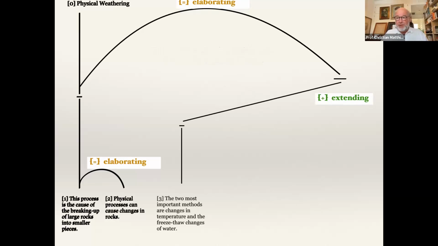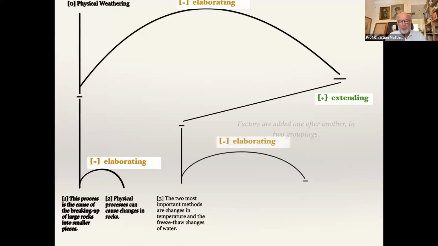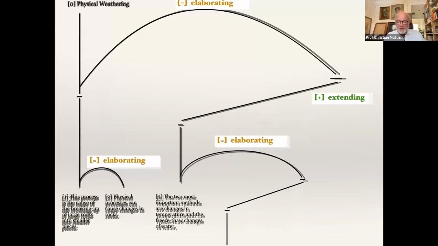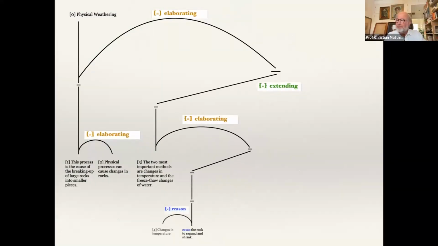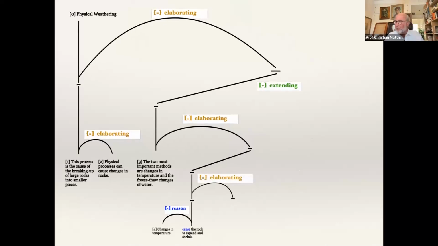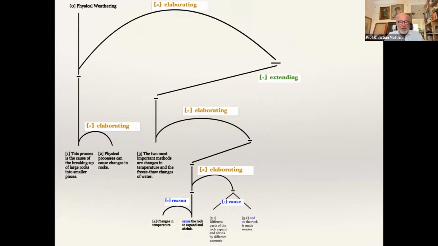So you could stop at this point. You know what the two most important methods are, but that's elaborated. So factors are added one after another in two groupings, and this is the first grouping. So you have elaboration of the two most important ones, and that's predicted already. You can predict how it's organized. You start with changes in temperature cause the rock to expand and shrink. And then there's an elaboration indicating how this happens, the causal relation.